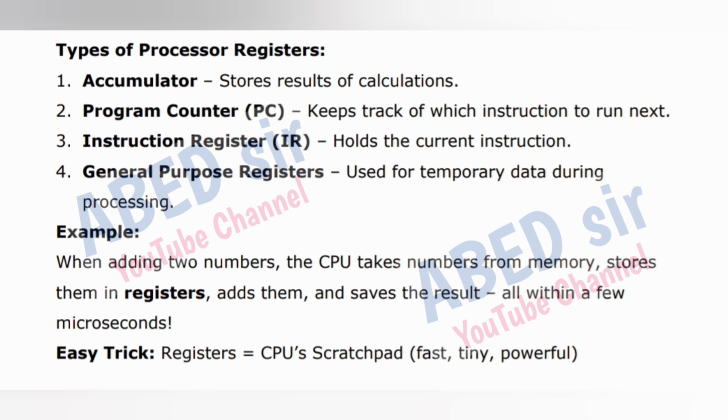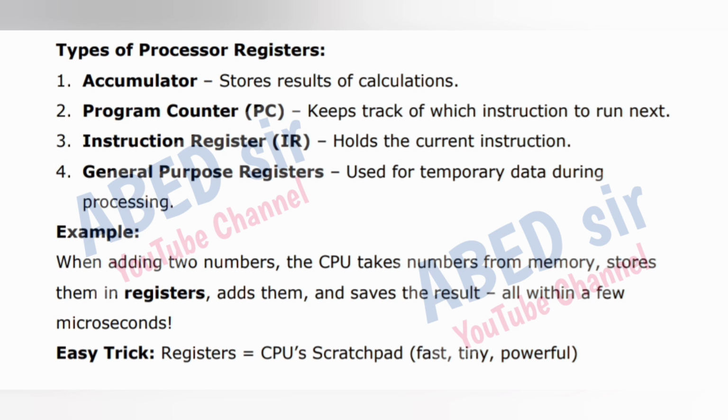Types of processor registers. 1. Accumulator, stores results of calculations. 2. Program counter, PC, keeps track of which instruction to run next. 3. Instruction register, IR, holds the current instruction. 4. General purpose registers, used for temporary data during processing.